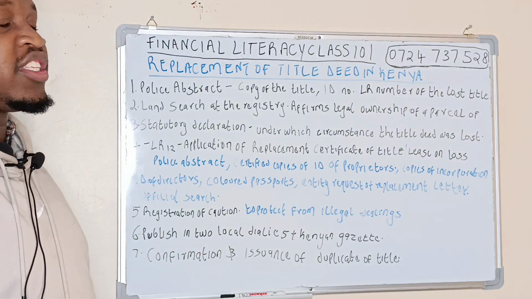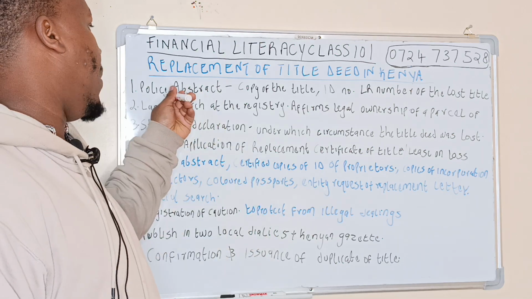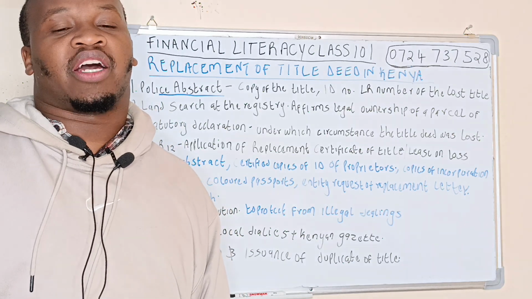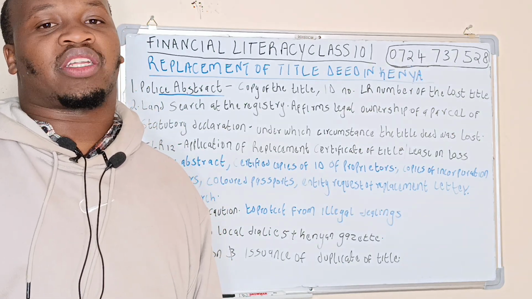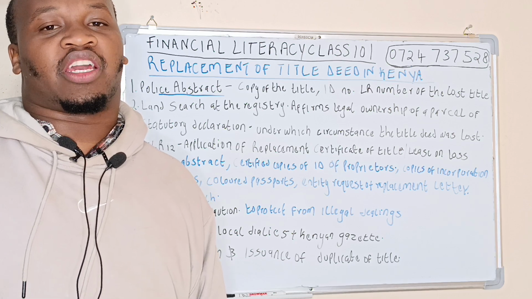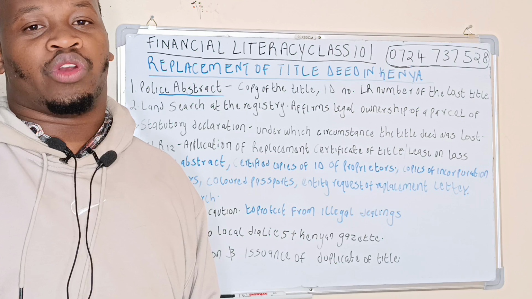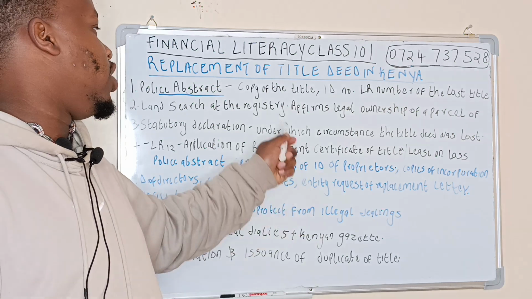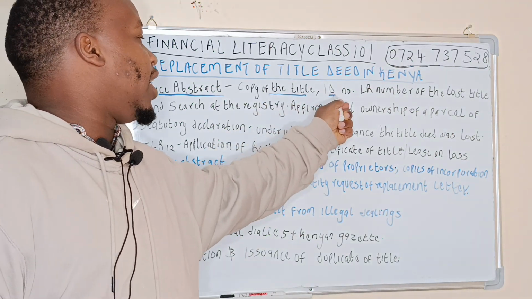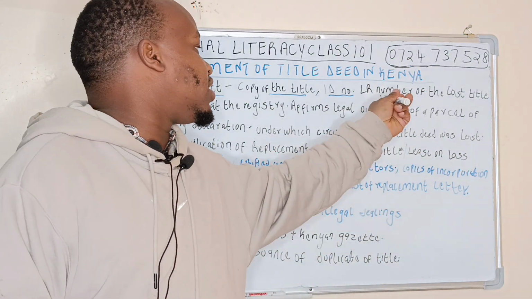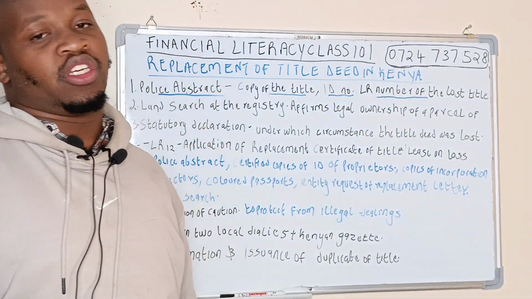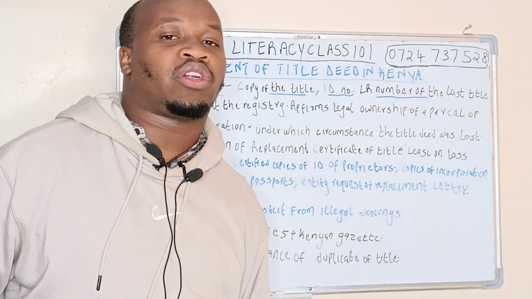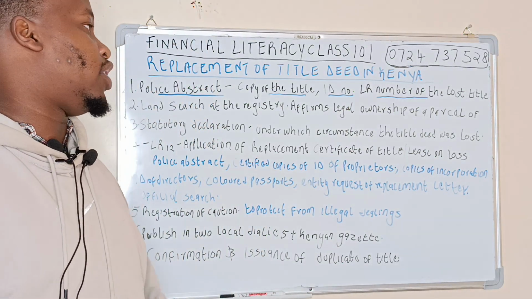So the first thing, once you lose a title deed, you need a police abstract. This police abstract is to confirm that you've lost the title deed, just in case it gets used in any criminal activity. You need to report to a police station so that they give you an abstract. Once they are giving you an abstract, you need to have a copy of the title deed, your ID number, or maybe the land reference number of the lost title deed. You get it? Because the essence of giving a copy of the title deed is that they want to confirm the land reference number of this title deed.